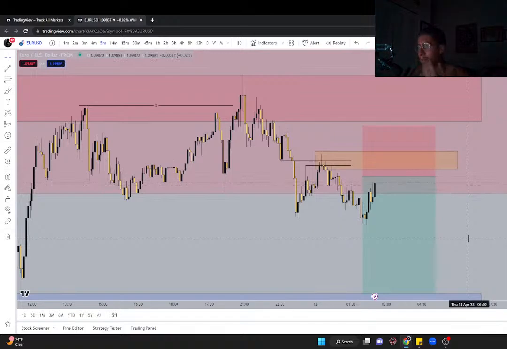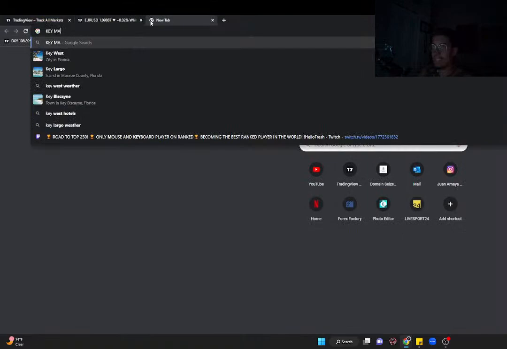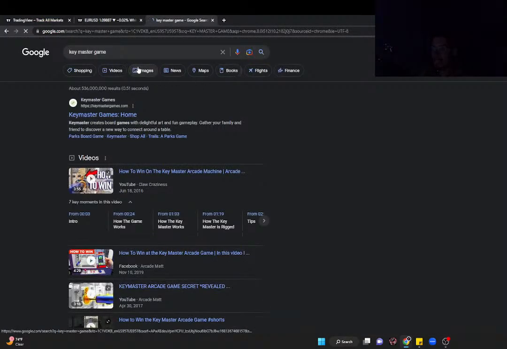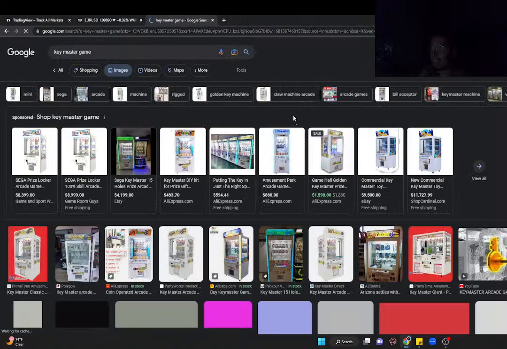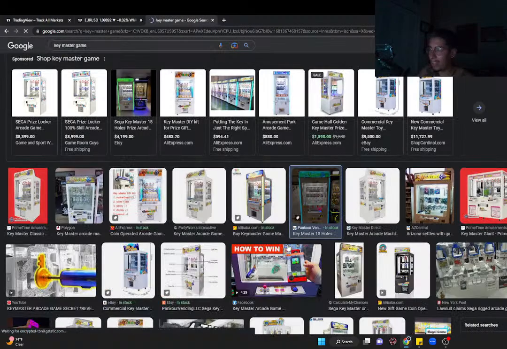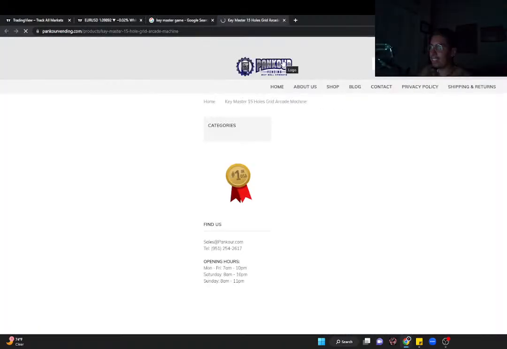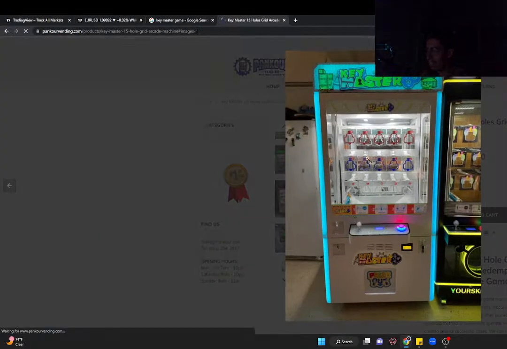Basically the name of the game is that you have to insert the key into the hole, right? So the Keymaster, if you guys Google it, let's see if it will actually appear, so I can show you guys what I'm talking about. Keymaster. So this is the Keymaster right here. This is what we had at my job, literally, as you guys can see it right here.